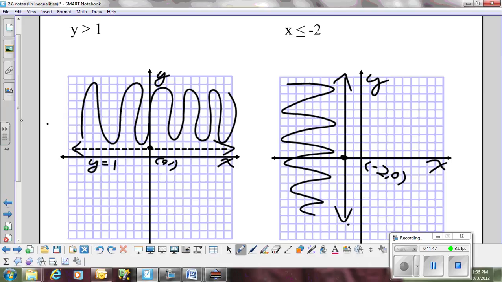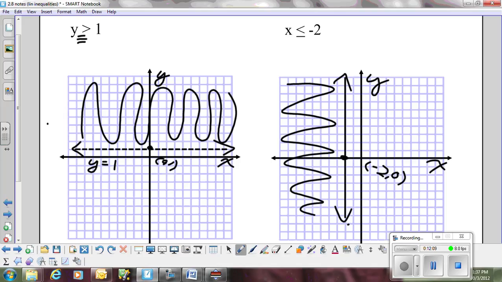Now, since it's y greater than 1, you really don't even have to check points on this one. Because if I go below y equals 1, it's going to be less. That's just the way the y-axis works. It goes more negative. So in order to be greater, I know it has to be above it.